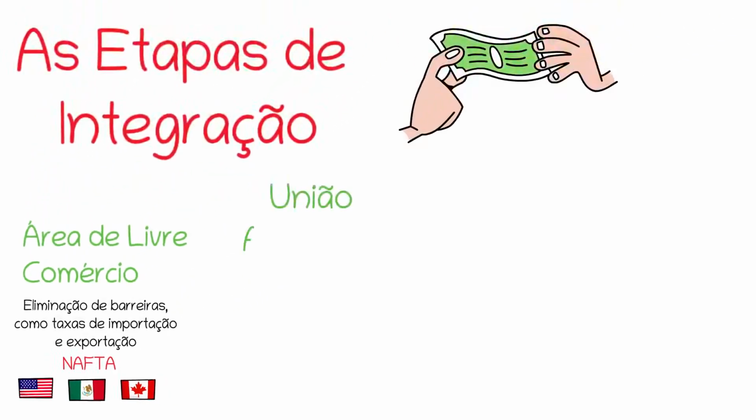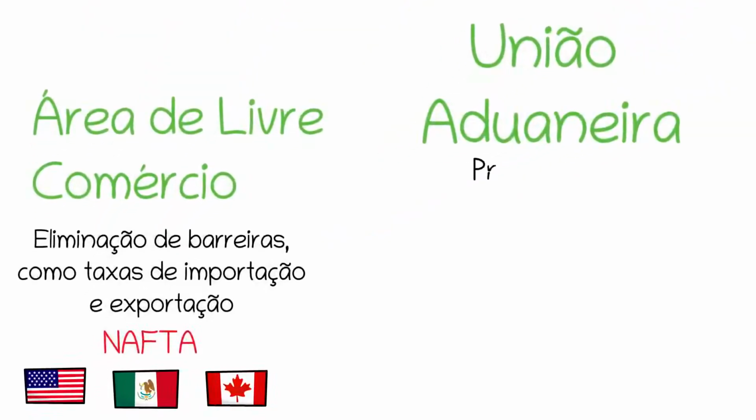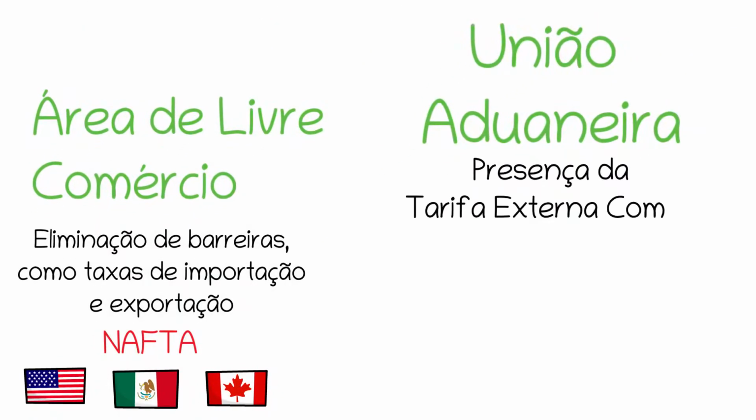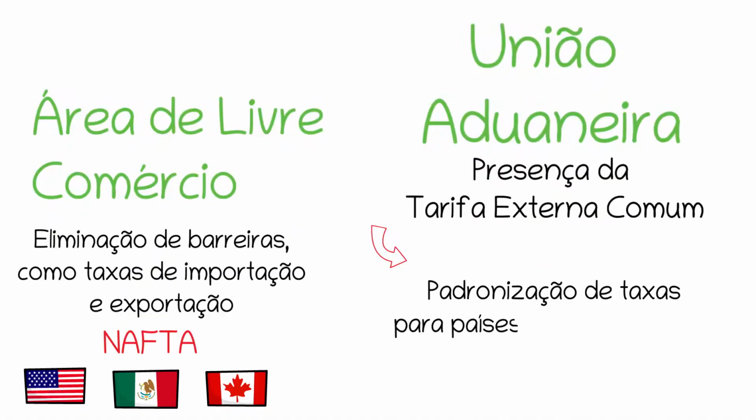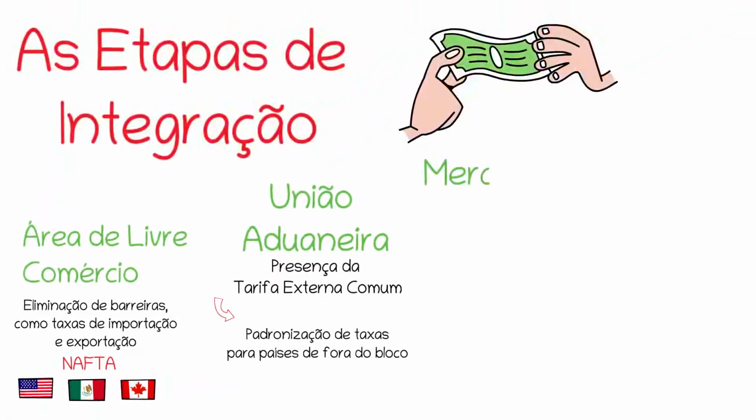The next stage of integration would be the customs union, which, in addition to all the aspects of the previous stage, also establishes a common external tariff, the CET, which I mentioned a little while ago. But what exactly is this CET? Basically, it's the standardization of tariffs by countries within the same bloc in trade operations involving countries outside the bloc. Pretty straightforward, right?